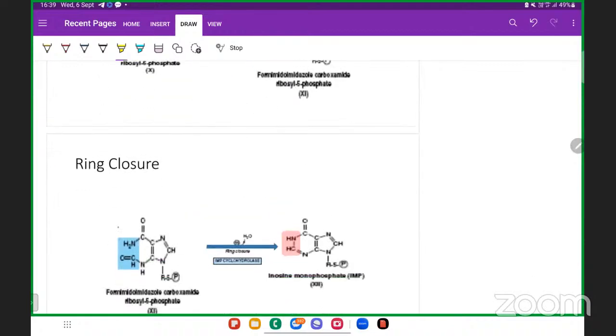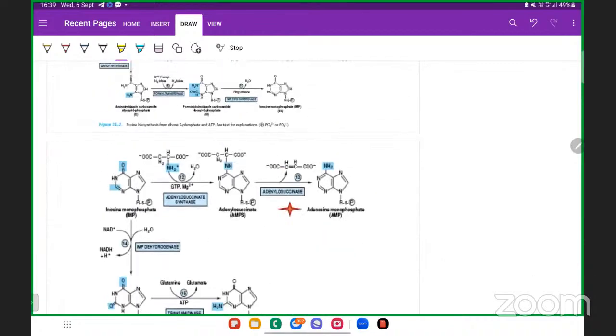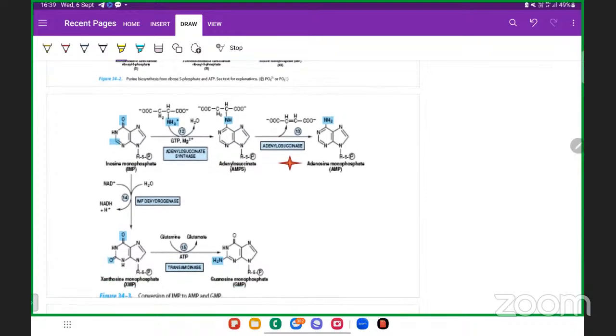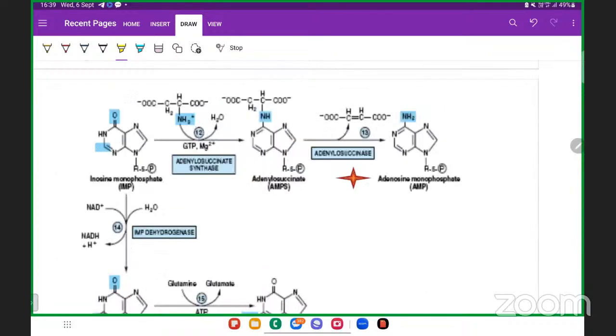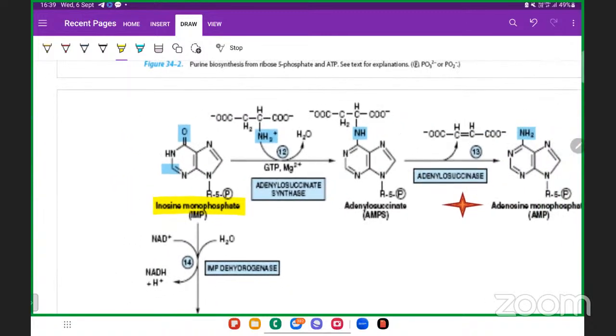And now, after the ring closure, what I am going to have in my hand is your inosine monophosphate. So after completion of your 5-phosphoribosyl amine, அதுக்கப்புறம் ஒரு 9 steps இருக்கும். தயவு செஞ்சு அந்த 9 steps skip பண்ணுங்க. It has no sense at all to read that. So அந்த 9 steps அப்புறம் என்ன ஆகும்னா, it forms inosine monophosphate.